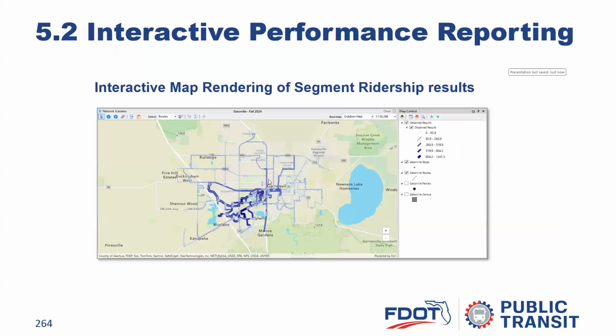Okay, so this is the segment bandwidth. This is the same Gatorville scenario using the observed ridership data, but at the segment level. It pushes the stop level ridership onto the segments, so you can see where the ridership is higher on a segment level. Basically, the darker the color and the wider the width of the segment, the more ridership that's on it.